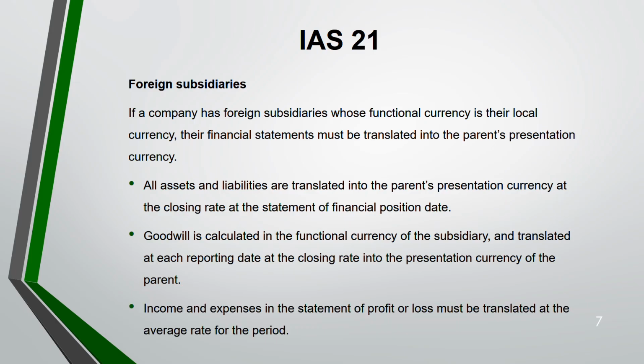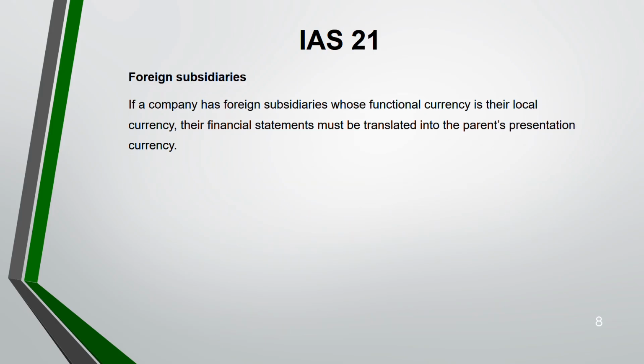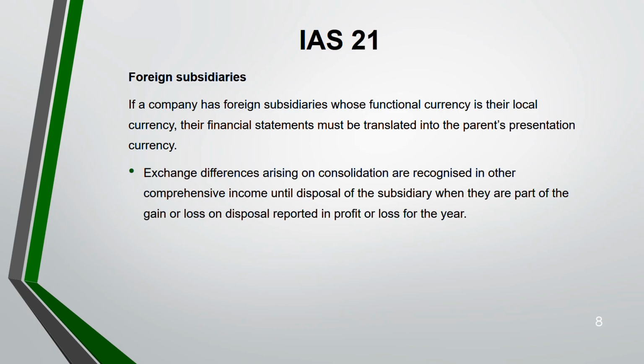Then any income and expense in the statement of profit and loss will be translated at the average rate. Any items that go in your statement of profit and loss, use average rate. Any items that go in the statement of financial position, closing rate. Now, exchange differences that arise on consolidation will be recognized in other comprehensive income until you dispose of the subsidiary. Once you dispose of the subsidiary, then any gain or loss in OCI will be transferred into profit and loss.